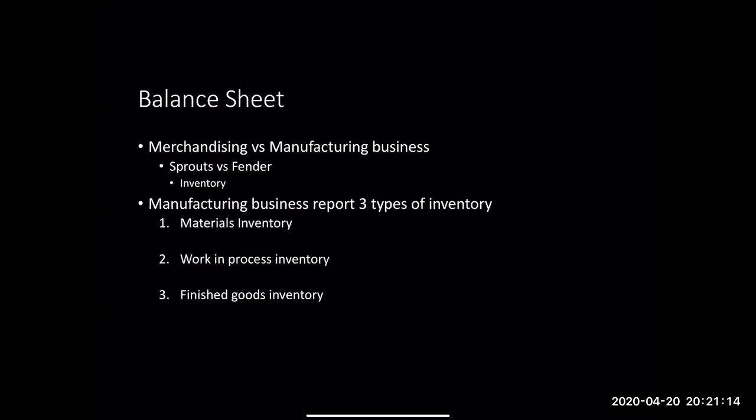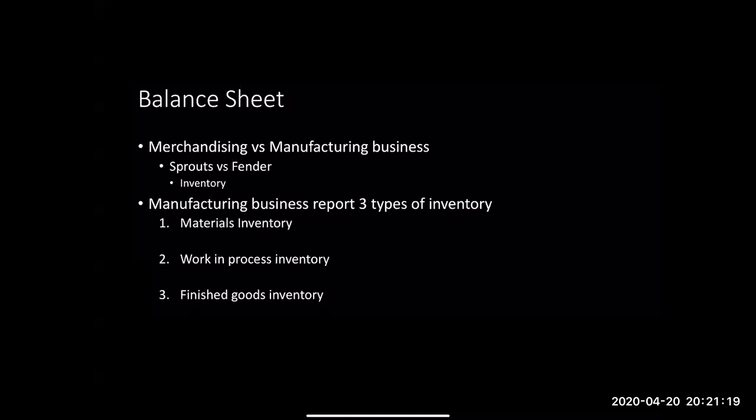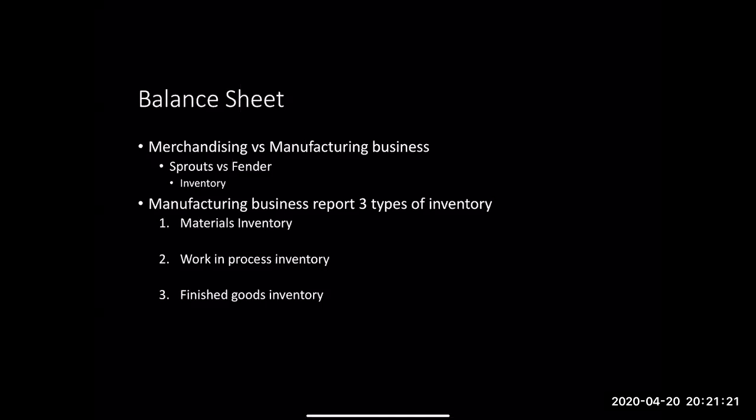Under a manufacturing business, there are three types of inventory. But before I go there, when we're talking about a merchandising business, such as a Sprouts or Target or Amazon or Walmart, they only have inventory. They buy it from the wholesaler and then store it in their warehouse. So put that in perspective.